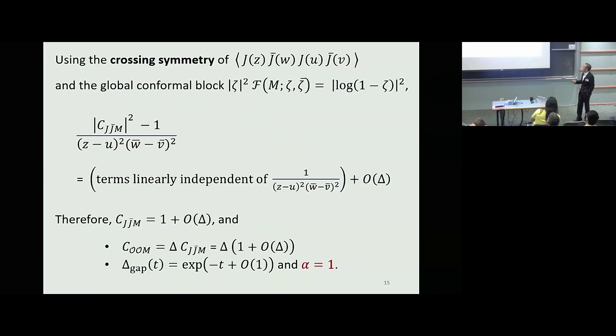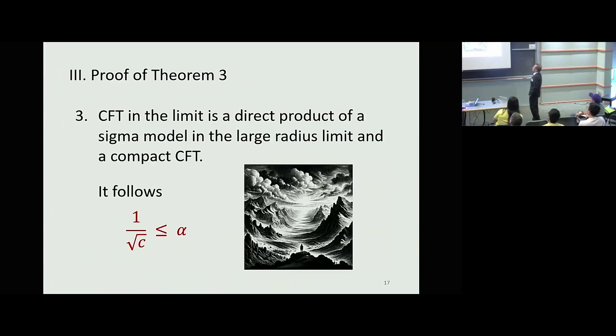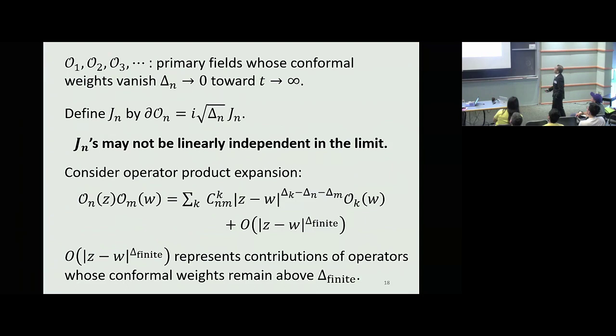Okay. So now I go on to the derivation of the third theorem, which says that the CFT in this infinite distance limit is a direct product of a sigma model at large radius and a compact conformal field theory. And from this, it follows that alpha is now bounded below by 1 over the square root of C. Okay. So in general, there are actually a large number of primary fields. In fact, we'll see that there are infinitely many primary fields whose conformal weight vanishes toward the infinite distance limit. And for each one of them, you can define this J. J's are linearly independent operators for finite distance, but they may become degenerate. They may become linearly dependent in the limit.